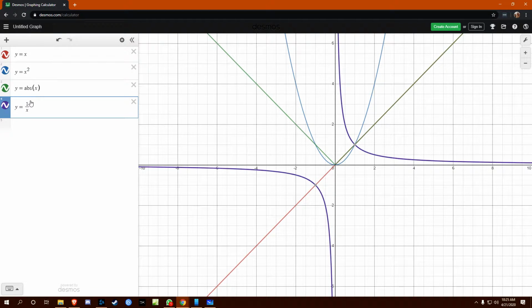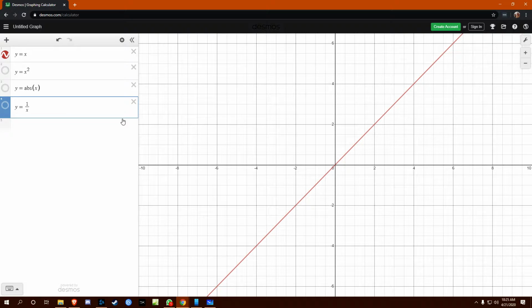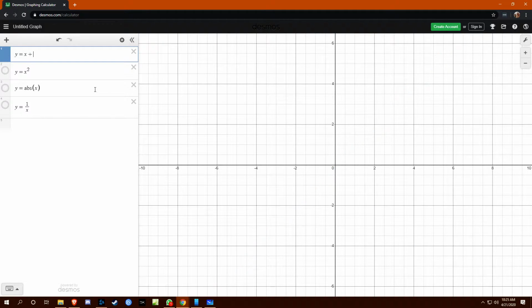All right, so I have these typed in. The first parent function is the linear equation, y equals x. It's just a straight line that goes through the origin. So every line that we have is some change of this. If I want it to go a different direction, I make it negative. If I want it to move, I just add or subtract something, whatever it may be. But everything's based upon the parent function, right?